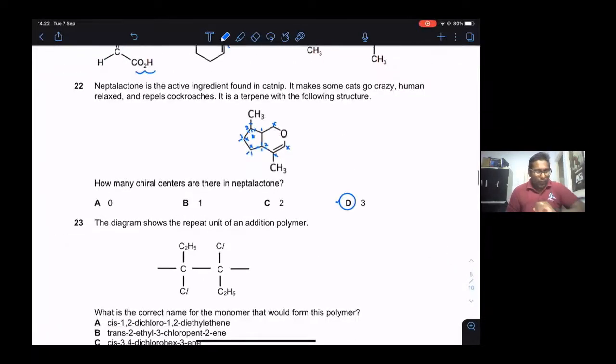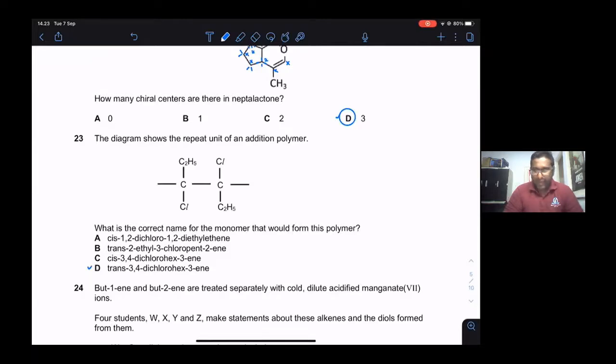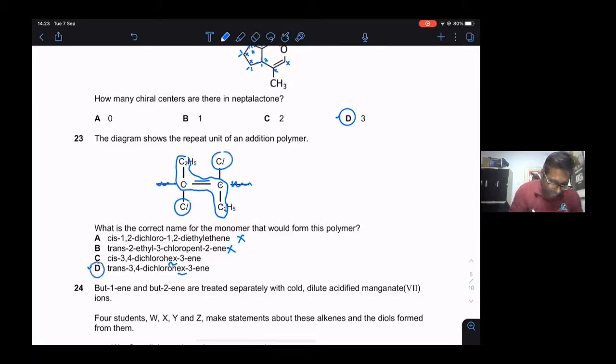Now, this diagram shows the repeat unit of an addition polymer. What is going to be the correct name? This one is quite simple. You break over here and put the double bond over there. Then you need to name it according to the longest carbon chain. You see the longest carbon chain from here to here. How many carbons do I have over here? I have 2, 3, 4, 5, 6. So I'm looking for 6, hex. Forget about the rest. Do remember this is going to be opposite, so it must be trans. Automatically you get this as the answer. No need to think a lot. That will be the answer.